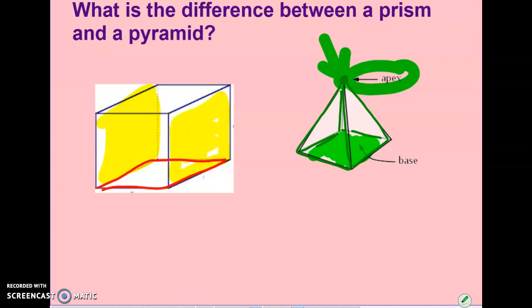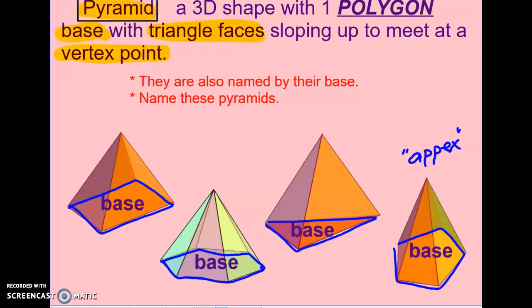Now prisms can have triangles in them too. You might have a triangular prism where you may have two triangle bases and then have rectangles connecting those two bases. So triangles does not mean pyramid necessarily, but if there's an apex point at the top, it is going to be a pyramid. So a pyramid is going to have one polygon base with triangular faces that meet at a vertex point.